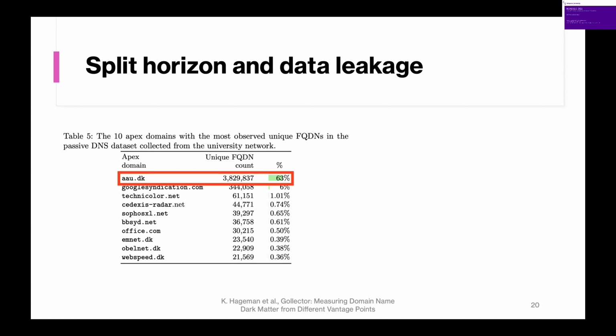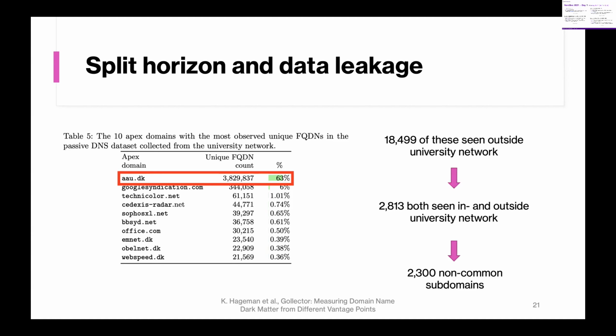And you can see that the vast majority of fully qualified domain names fall under au.dk, which indeed is the domain name owned by our university. All the other domains are more related to some background traffic, which is not necessarily related to the university. So luckily, we can actually observe this traffic at the authoritative name server, the Danish one. And what we found is that out of these 3.8 million fully qualified domain names under au.dk, about 18,500 of these have been seen outside the university network. So they've been seen at the Danish authoritative name server.